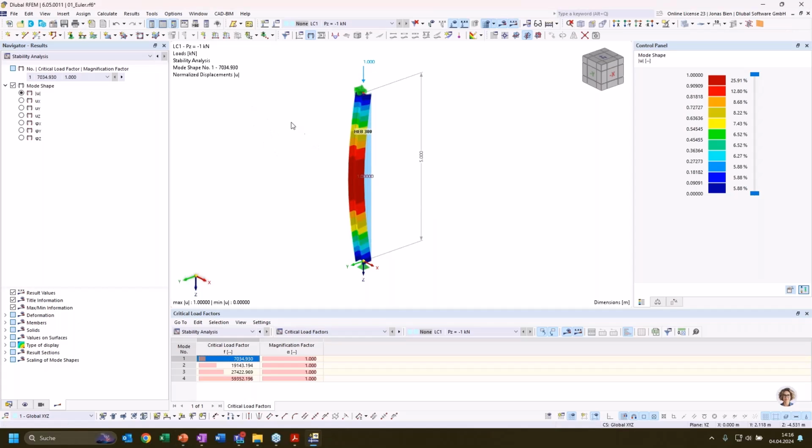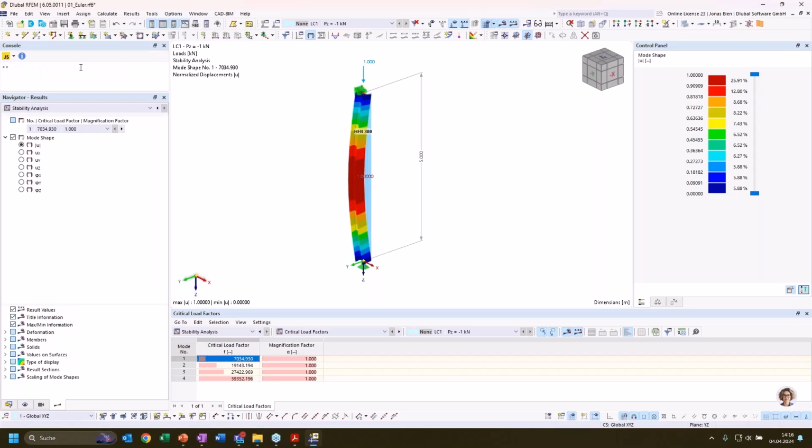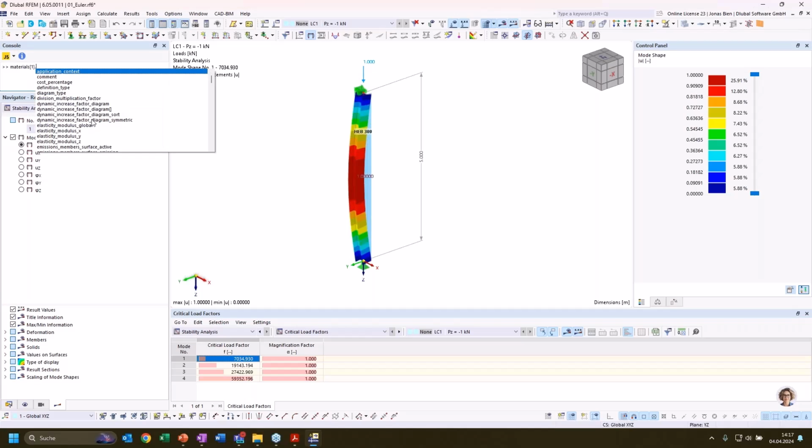And I could do that using my calculator, but then I would need to look up all the values for my section, the member length, the material properties, and so on. So I want to show you an alternative solution. We can also use the in-app console that we can open via the toolbar. And in here, I can reference all the objects that I have in my model. For example, I could reference my material number 1 by typing this and then typing a dot, and then I see all the properties that I can ask this object for.